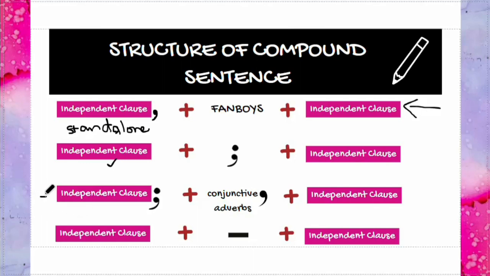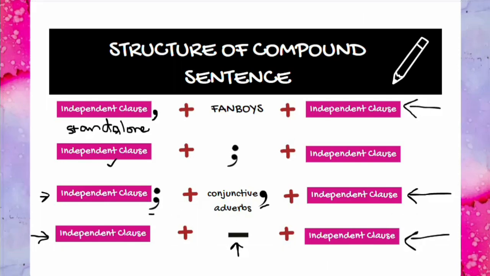Third structure: we have an independent clause, a semicolon, a conjunctive adverb with a comma, and another independent clause. This is an advanced structure of compound sentences, but you will find it in books and in English literature. Furthermore, we have another structure that you may find in books: an independent clause at the beginning, a dash in the middle, and then another independent clause. This is also a less common structure. Hope this structure part is clear.